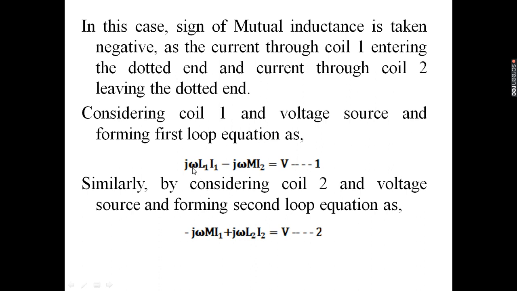So you can see here, if you are considering loop 1 with the voltage source and coil 1, you will be getting j omega L1 self-induced voltage and the mutually induced voltage. The only thing is, the polarity of M associated with the mutually induced voltage is made negative, so just minus we have done. In the earlier case it is plus, in this case it is minus. Similarly we consider the second loop and form the equation, and you can see here the M associated with the mutually induced voltage is negative.